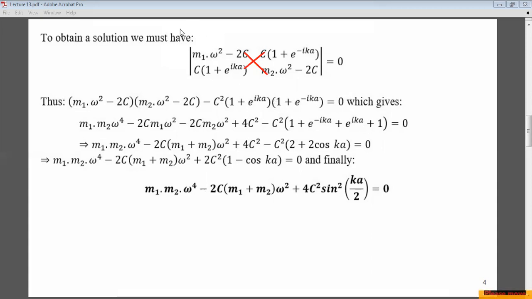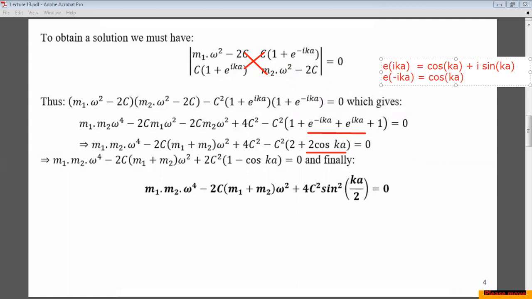But this thing over here is nothing but 2 cosine ka, because here you need to remember that e to the ika is equal to cosine ka plus i sine ka. So I have e to the ika, it is like this, and then I have e to the minus ika. So this will give me cosine ka, same thing, but minus i sine ka.